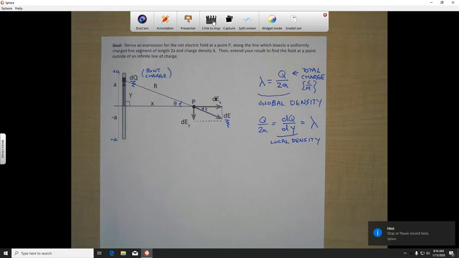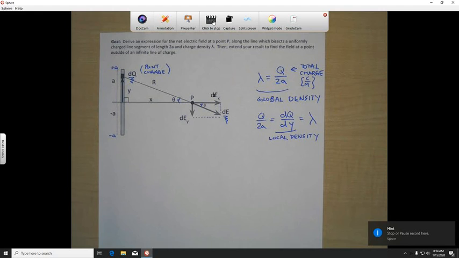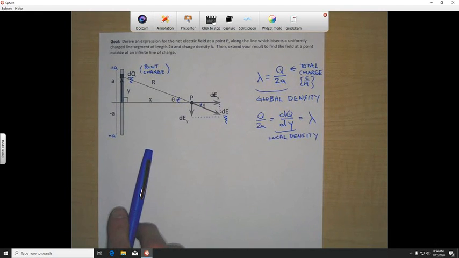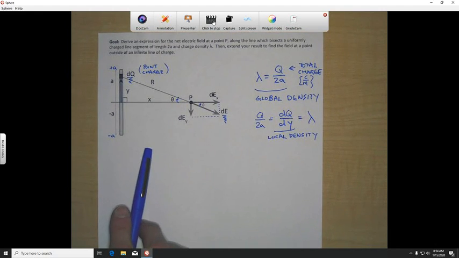Welcome back to part two. In part two, we're going to continue, and we're going to apply calculus to determine the electric field that comes from the line segment at point P.